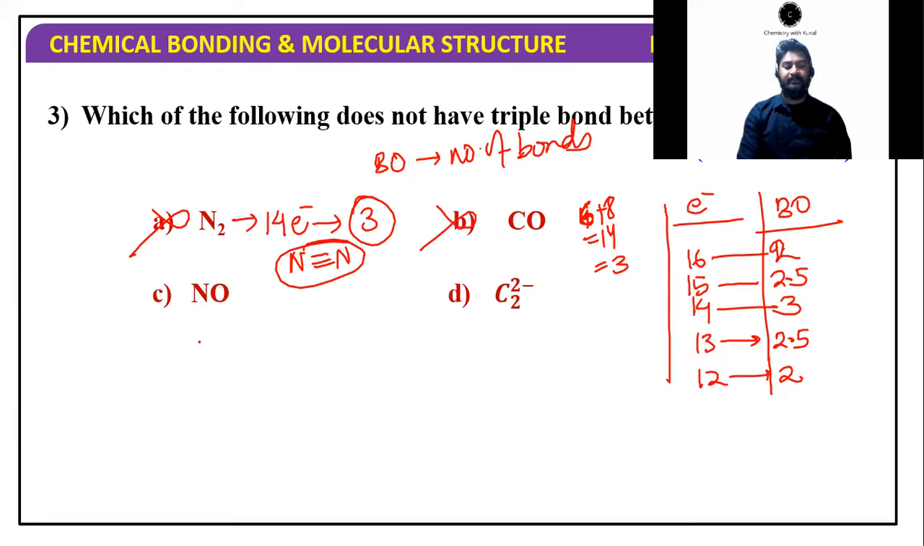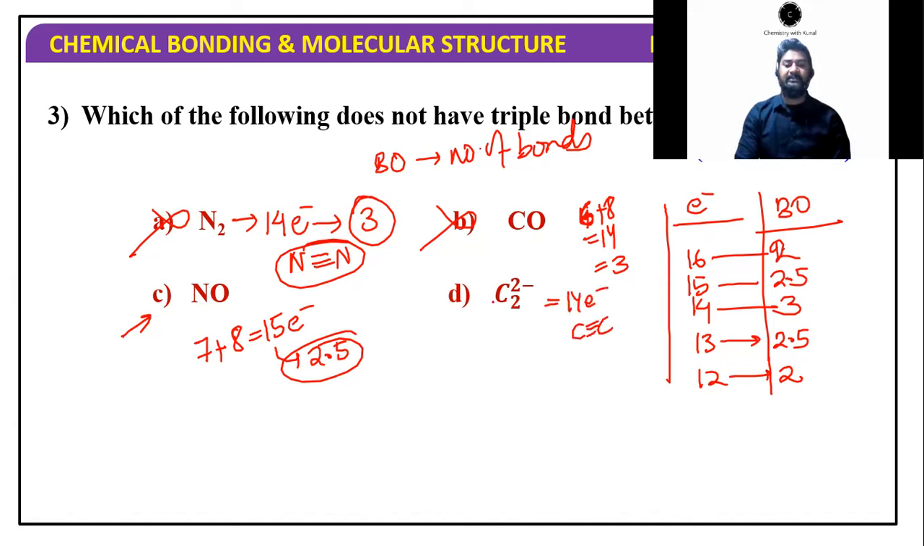Next one, NO. 7 of nitrogen, 8 of oxygen. So we get 15 electrons. 15 means bond order is 2.5. So this is our answer. Again, this is 12 plus 2, 14 electrons. It will also be a triple bond one, so this cannot be the answer. So the answer is option C. Excellent, C is the right answer.